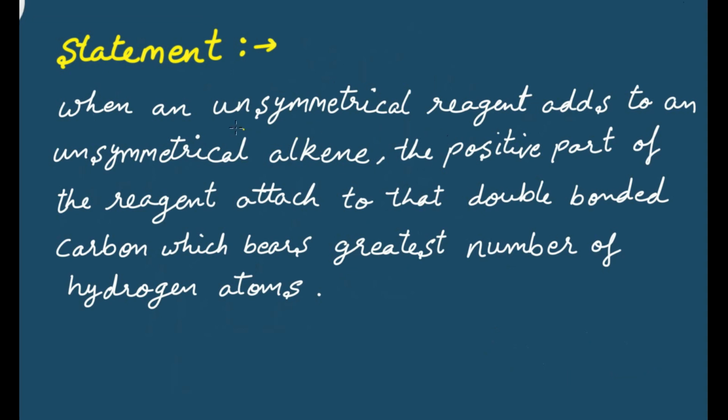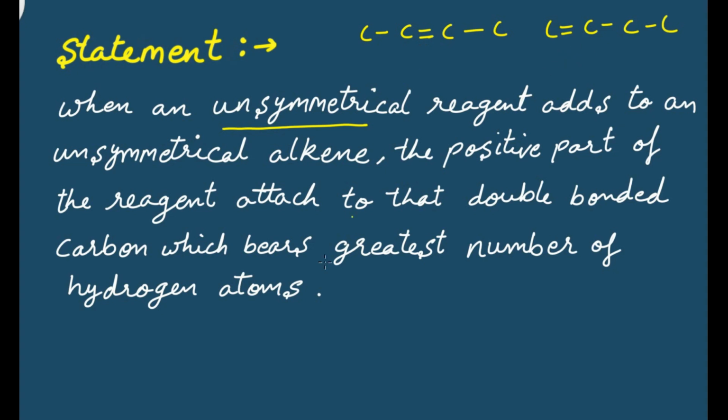When an unsymmetrical reagent, let's discuss what is symmetrical and unsymmetrical. For example, this is a molecule. This is butane, simple butane. Now if there is a double bond in between, in the middle, then this molecule is symmetrical, right? This is 2-butene. Now if there is another butene molecule with a double bond at the terminal carbons, this is unsymmetrical.